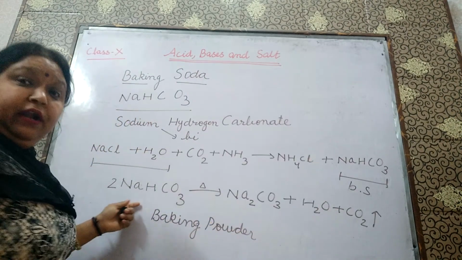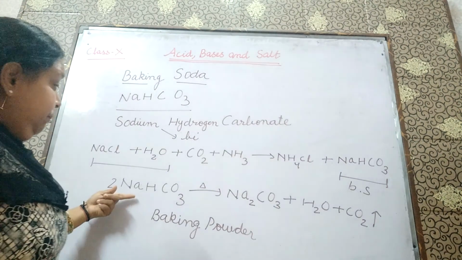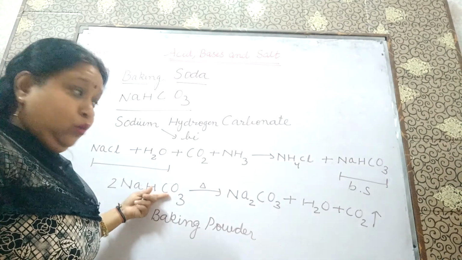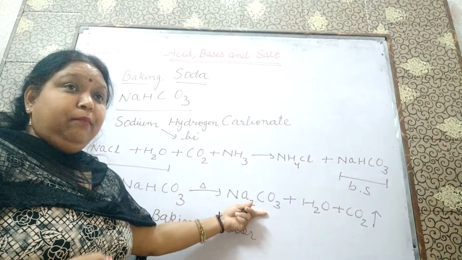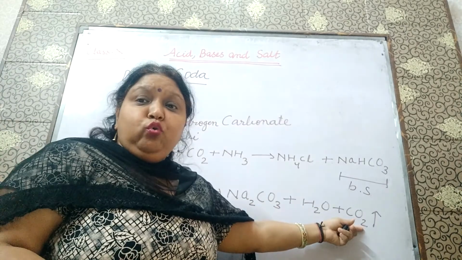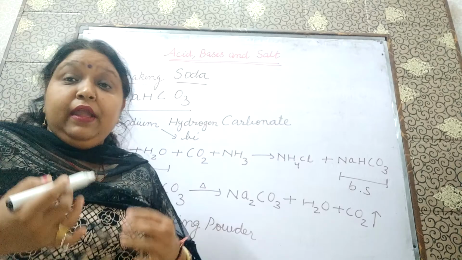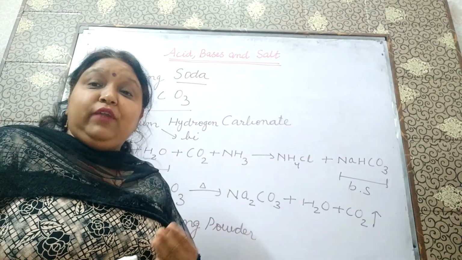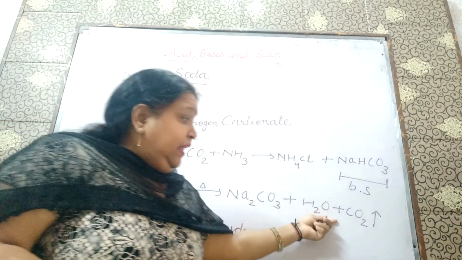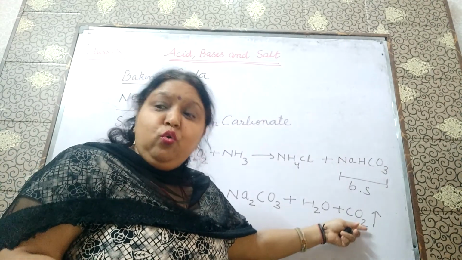One of the important reactions for it is, you have to tell that whenever it is heated up, you see that Na2CO3, sodium carbonate, is coming out along with CO2 gas. What will be the purpose of the CO2 gas? It will make the cake more soft and fluffy. The fluffy nature of cake is due to formation of CO2 gas.